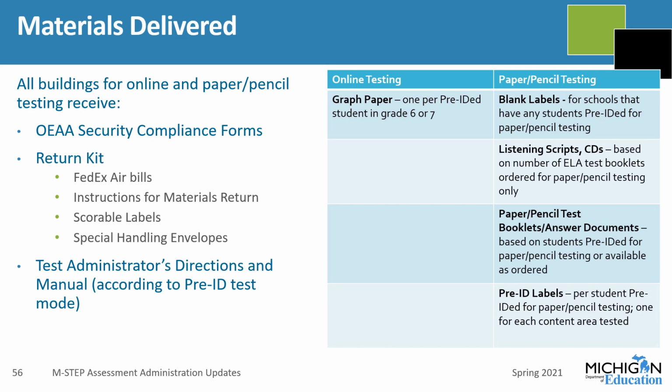Then, for schools that only have online testing in their pre-ID count, if they have 6th or 7th grade students, they will also receive 1 graph paper per student. For schools that have any pre-ID for paper pencil testing, they will receive blank labels that you can print barcodes on if necessary, listening scripts and CDs, of course the test booklets and answer documents, and your printed pre-ID labels based on the students who are pre-ID'd to paper pencil testing on or before February 17.